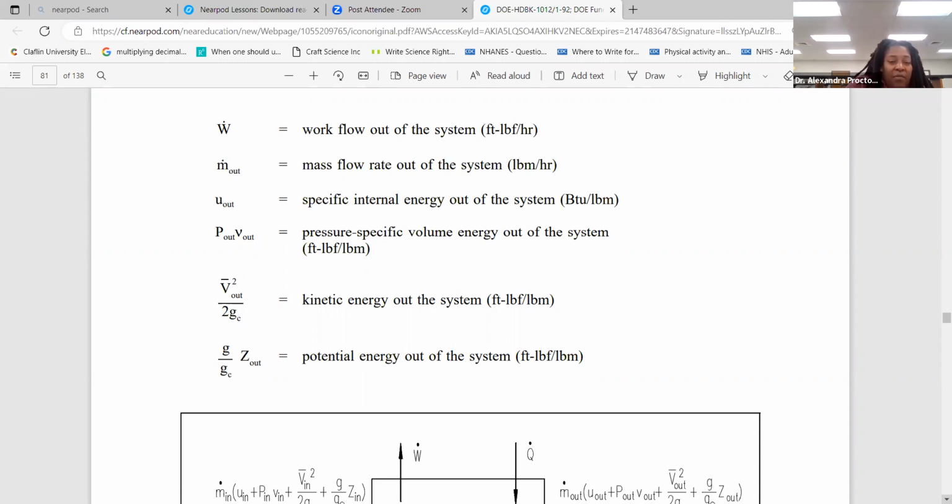V_out squared over 2gc is the kinetic energy out of the system, and that's in foot pound force per pound mass. And g divided by gc times Z_out is the potential energy out of the system, and that's in foot pound force per pound mass.